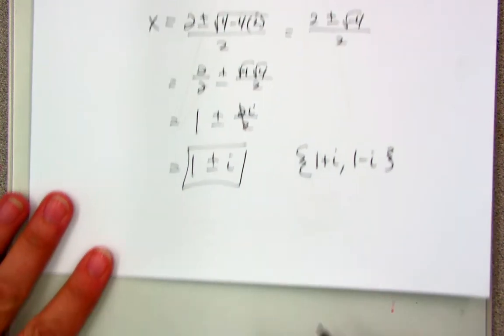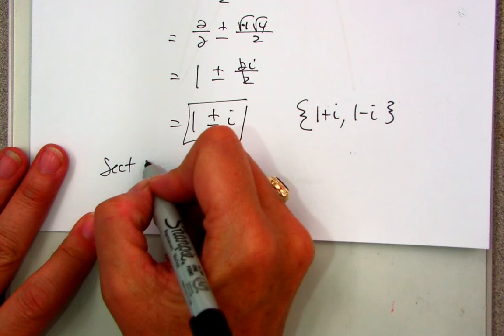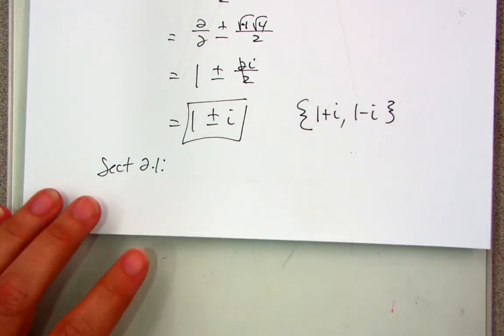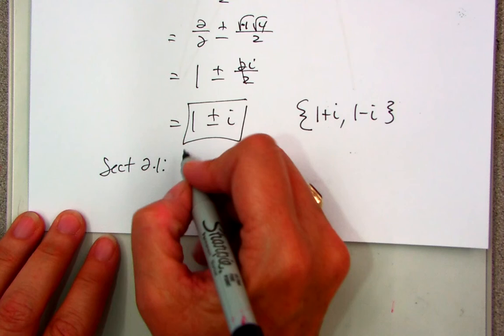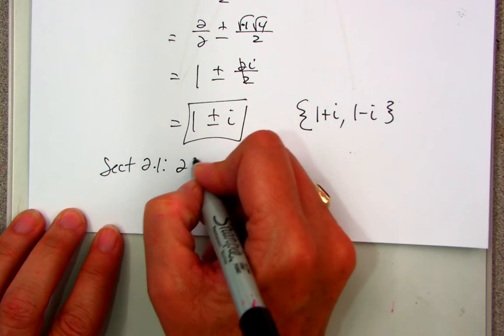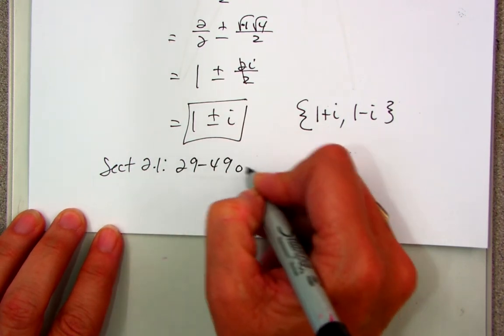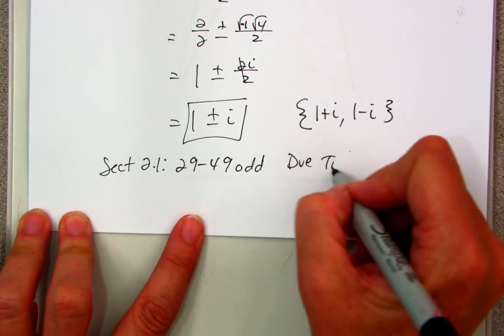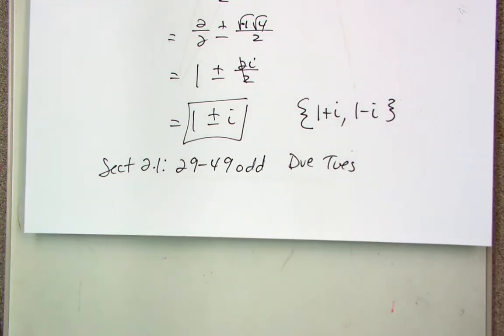So now I'm going to go ahead and finish writing down your homework assignment. Let's see here. So you have 29 through 49 odd. This is due Tuesday. You can work on this assignment in class tomorrow on Friday, and also the one that we did today in class, which I started out tonight's video with a little bit of review.